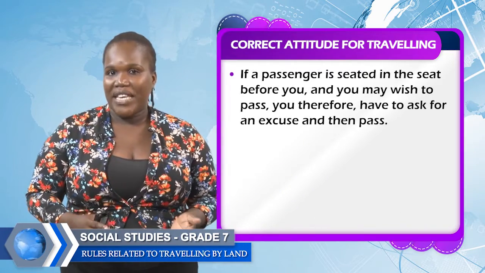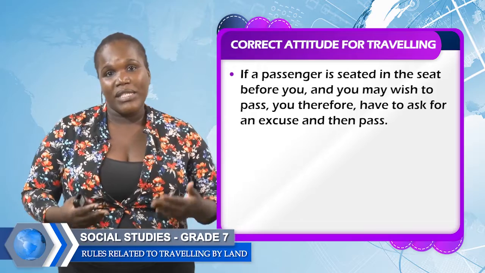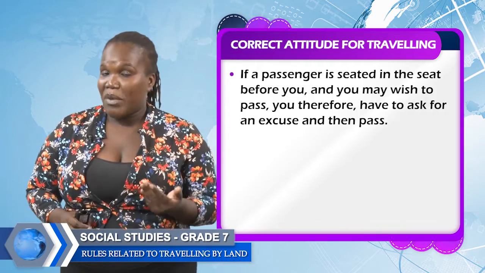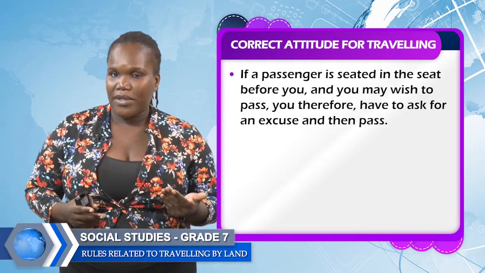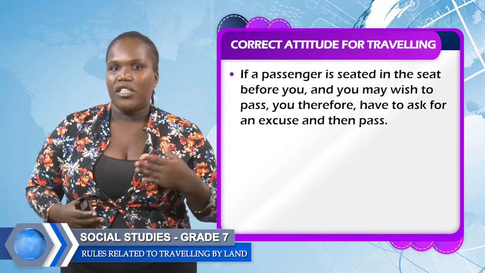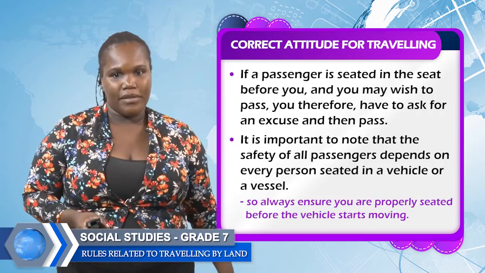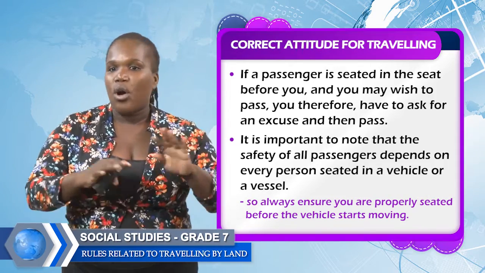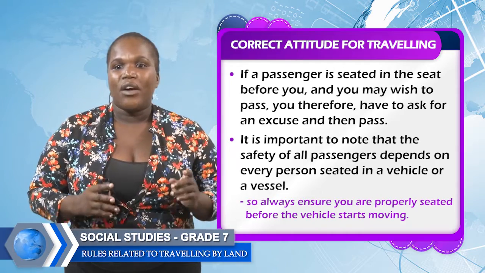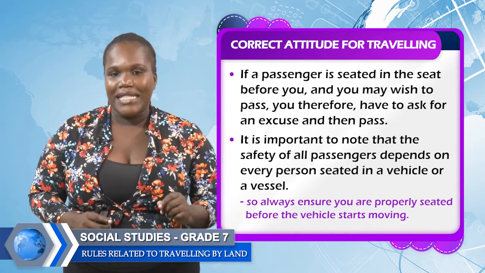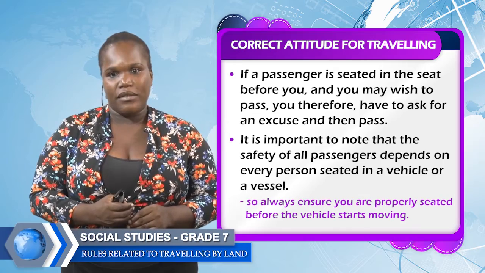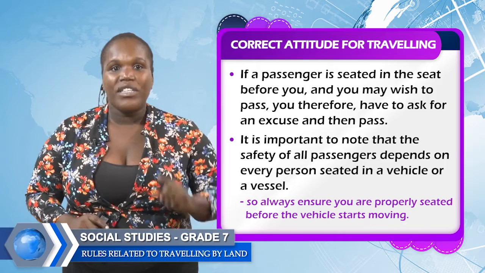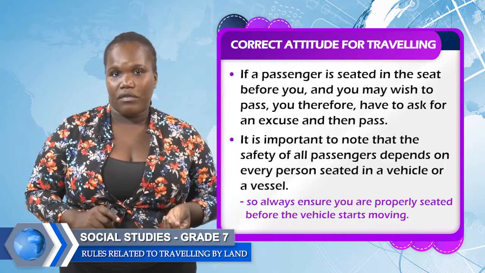If you're seated in a vehicle and there's someone seated in front of you and you'd like to pass, it is expected that you'd ask for an excuse. That person would move to ensure that you are able to pass. It is important to note also that the safety of all passengers depend on every person seated in that vehicle or vessel. So always ensure that you're properly seated before the vehicle moves off.